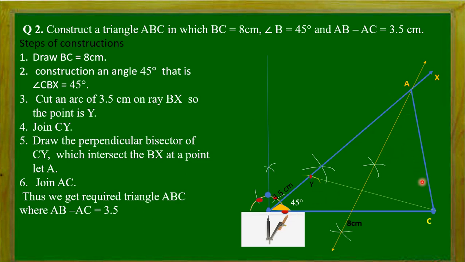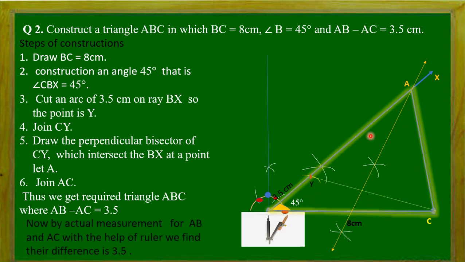is 3.5 centimeters. Now by actual measurement also we can measure the AB distance and AC distance, and when we subtract AB minus AC we get 3.5 centimeters. From the actual measurement also we can prove this: AB minus AC is 3.5 centimeters.